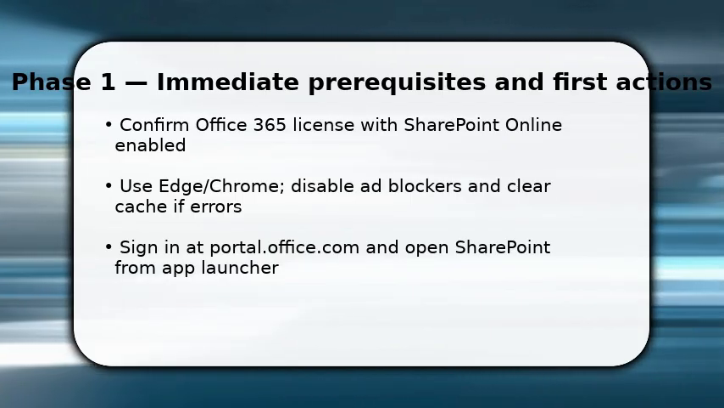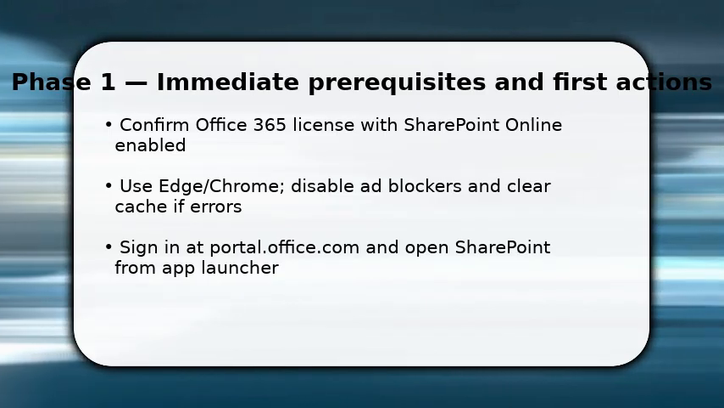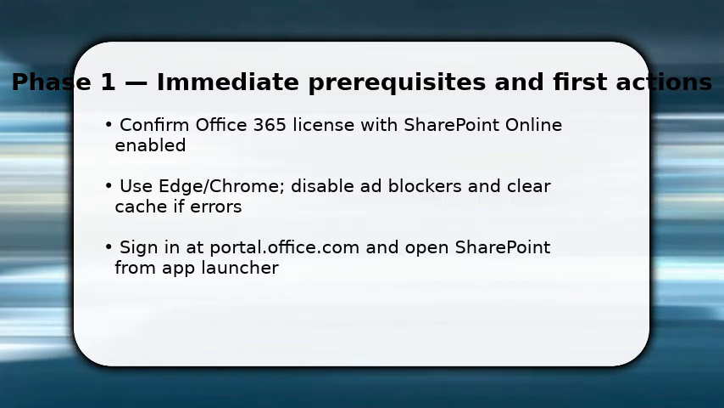Next, create a new site using the Create Site button, choosing Team or Communication based on collaboration needs. While creating, name the site, set privacy, and add one owner and members now so permissions propagate correctly.